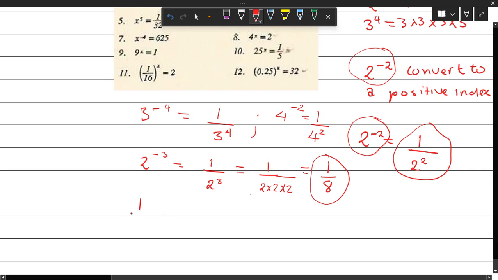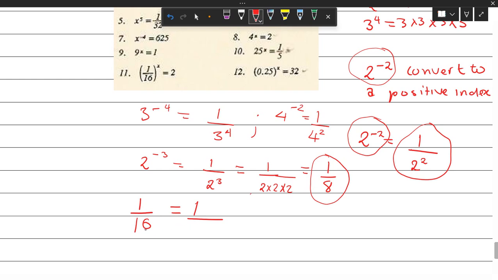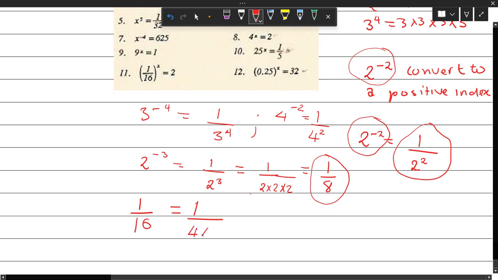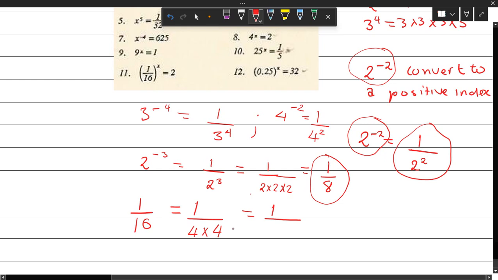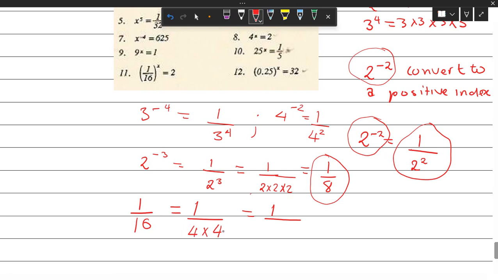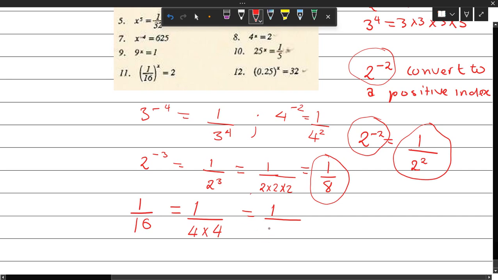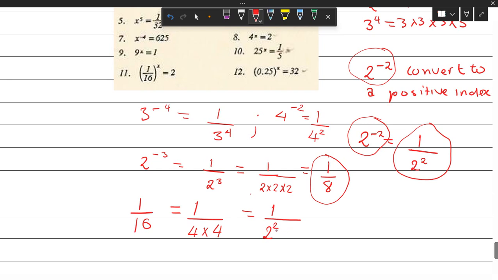If I say, for example, 1 over 16, which number can we use to express 16 using powers? We know 16 is divisible by 4 as well as 8, 4, and 2, so we can use any form. For example, 16 is 4 by 4. Then you continue. Which number goes into 4 without leaving a remainder? It's 2. Meaning it's 2 to the power 2, because it's 2 multiplied by 2.